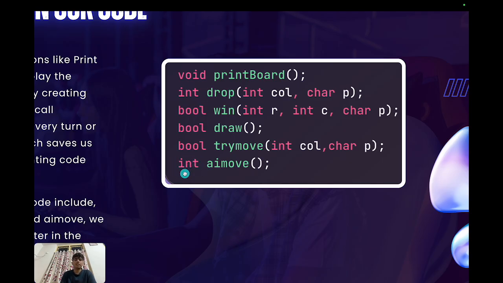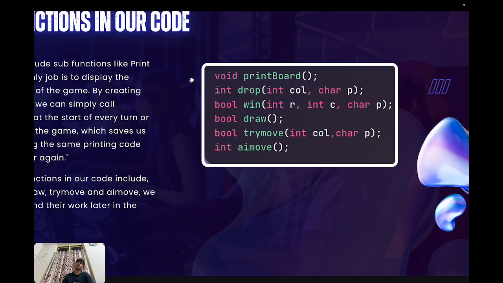Integer will return obviously some kind of integer. And if there is a subfunction which does not return anything but does some work, like it prints something, just as the name suggests, print board. It prints the board, but it does not return anything. It does not return true or false, it does not return an integer like 5 or 6, nothing. It just prints the board. So in these types of cases, we put the data type as void because it is not returning anything.